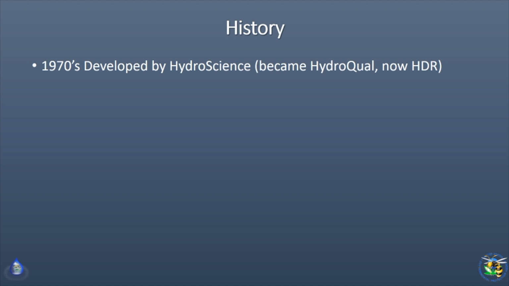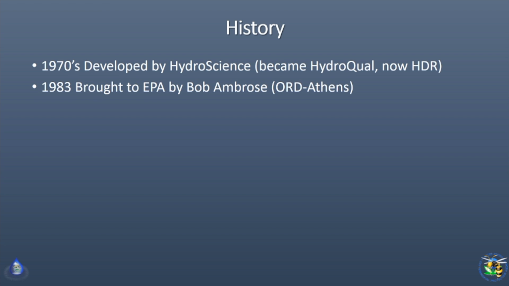I'd like to give you a little bit of history about WASP. It's been around for a long time. It was originally developed in the 1970s by Hydroscience, which later became HydroQual and now is HDR, to investigate eutrophication issues with Lake Erie. In 1983, it was brought to EPA by Bob Ambrose at EPA's ORD laboratory in Athens, Georgia, to investigate water quality issues associated with the Delaware.